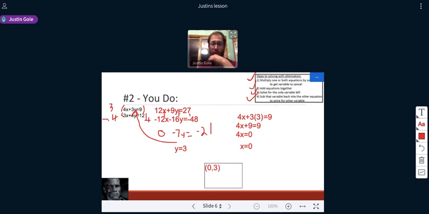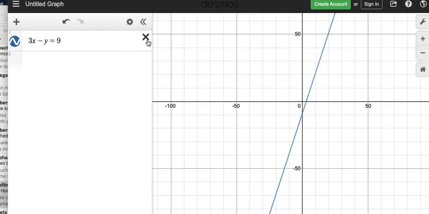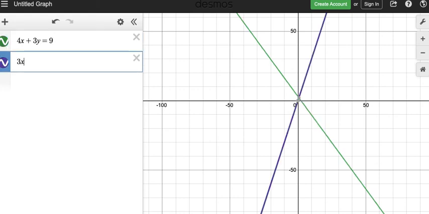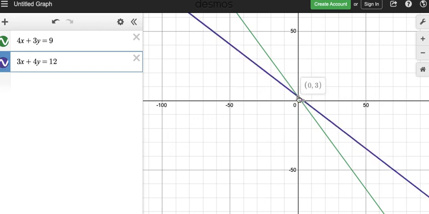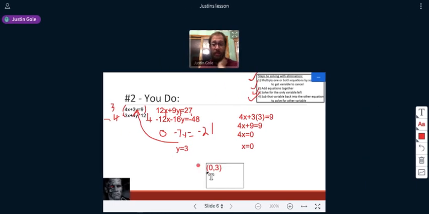Let's just real quick go back into Desmos. 4x plus 3y equals 9. 3x plus 4y equals 12. They meet at 0, 3. And that is exactly what we said it would be, 0 and 3. So we know that that's correct. That is when the graphs meet. That is the two numbers, the x and y value, that make both equations true at the same time. That's our goal. And this is how we find them using elimination, these 4 short steps.